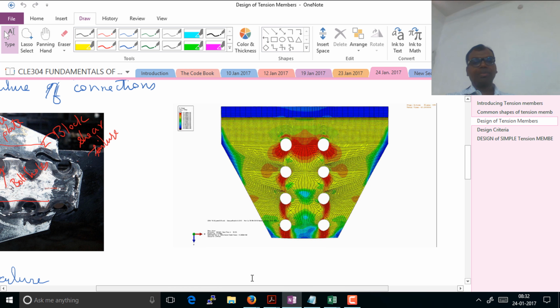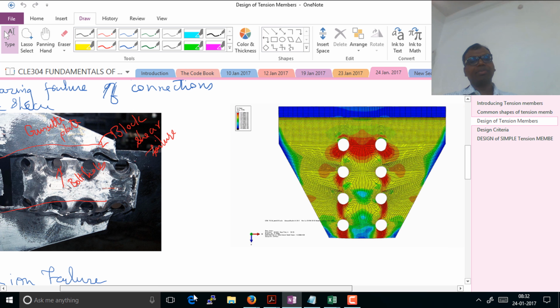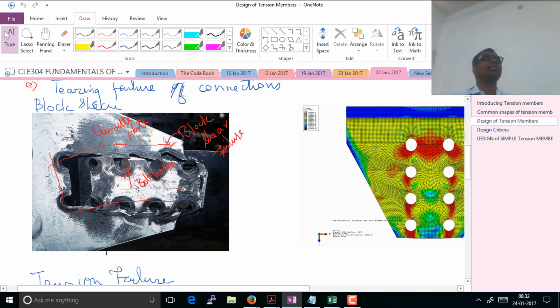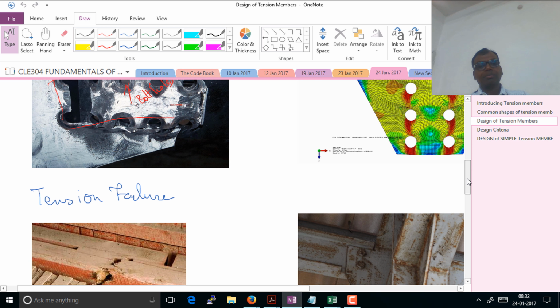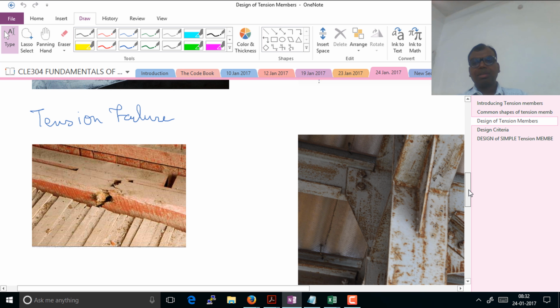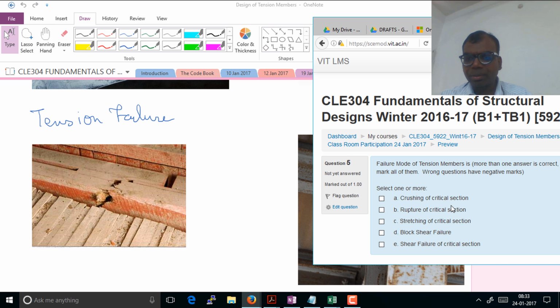So usually this kind of an arrangement is seen in bridge girders. Now this is an example of tension failure.